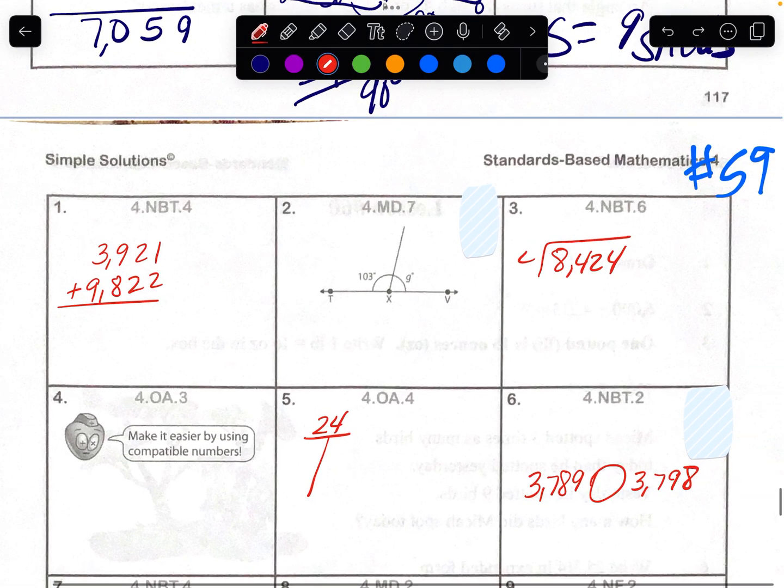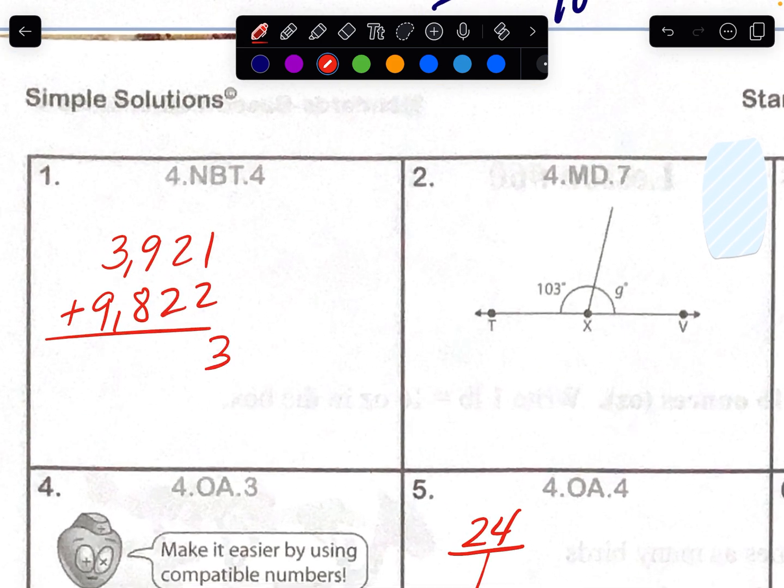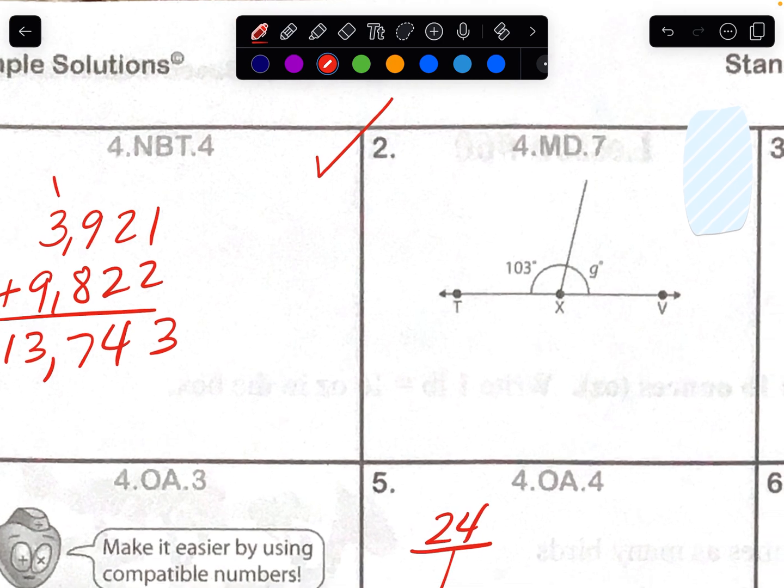All right, Simple Solution video 59. Number 1, we are finding the sum. Basic addition, 13,743 is the sum.